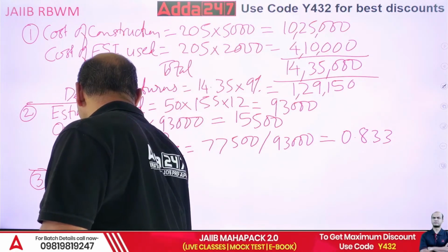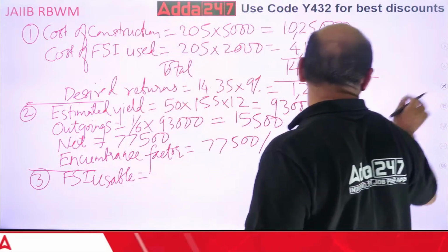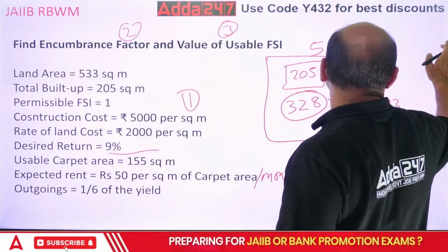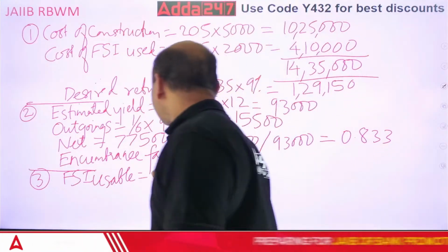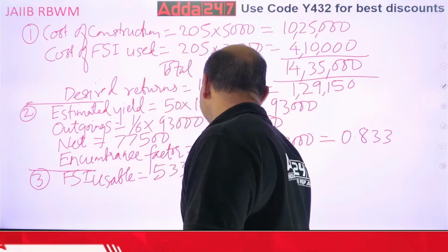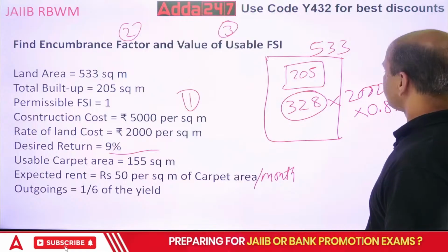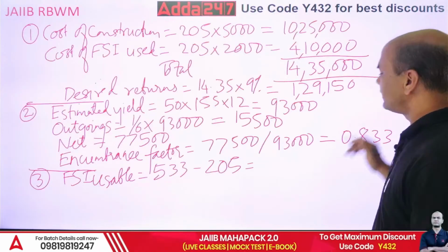Usable FSI equals what? 533 minus 205, right? 533 minus 205. So it is what? What were you getting? 328, right? 328.